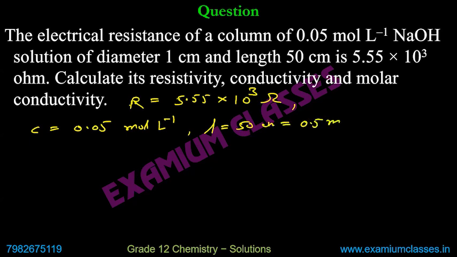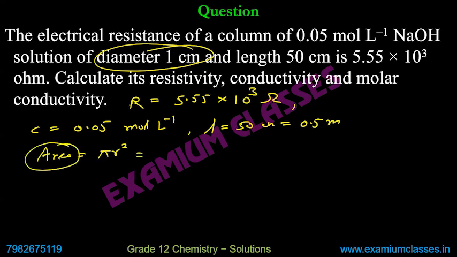That is 0.5 meter. Area will be pi r square. Diameter is given as 1 centimeter. If you are using meters, you need to convert it into meters and then the radius. So from here you will calculate the area. You have length, you have r. You need resistivity, means rho. You need conductivity, means kappa, and you need molar conductivity, lambda.